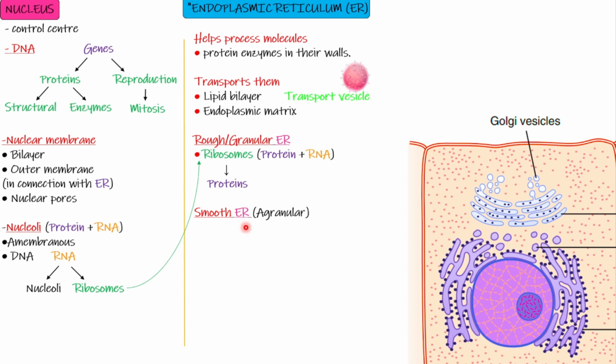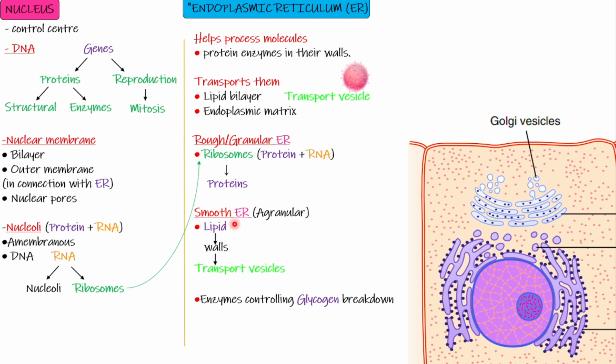Now, what is the function of smooth endoplasmic reticulum? If proteins are being formed by rough endoplasmic reticulum, then it's really easy to remember that smooth endoplasmic reticulum is involved with lipids and glycogen. So smooth endoplasmic reticulum is involved with lipid production and with glycogen breakdown. Lipid production and glycogen breakdown.